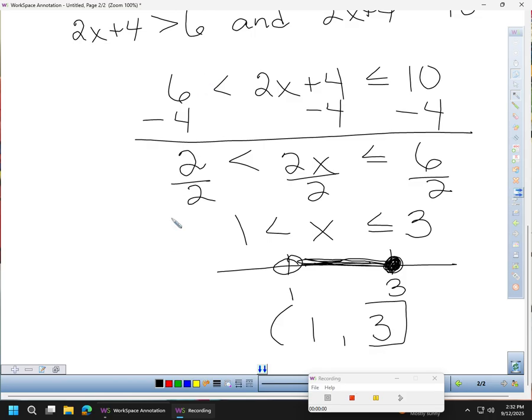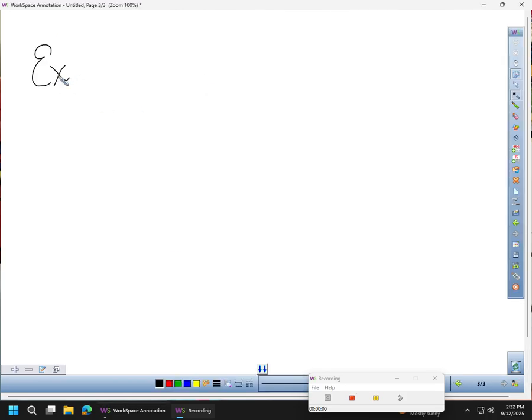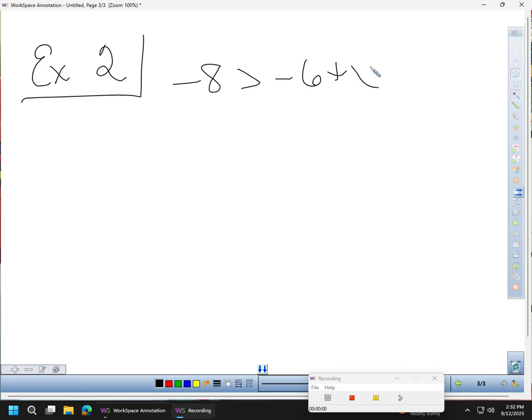All right, here we go. Example number 2. Let's say we have -8 is greater than -6 plus x greater than -16. So I'm going to talk to you about, look at this. Somebody tell me what's wrong with it.